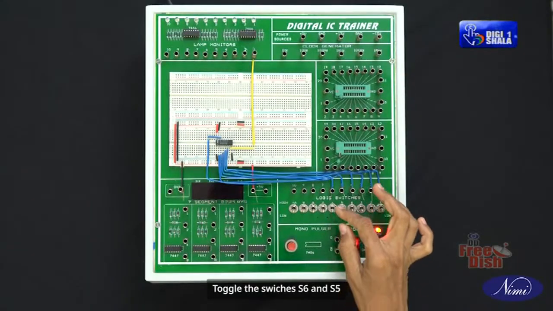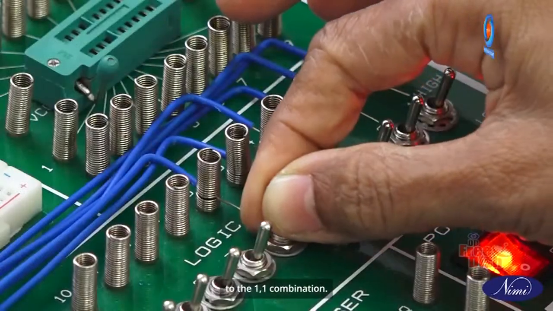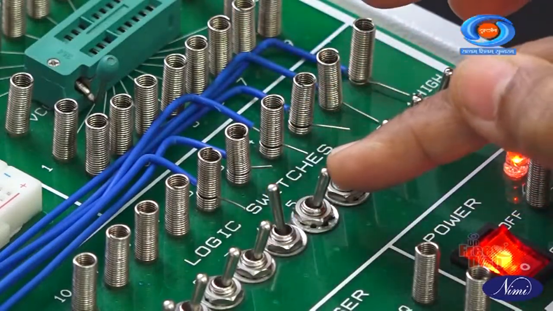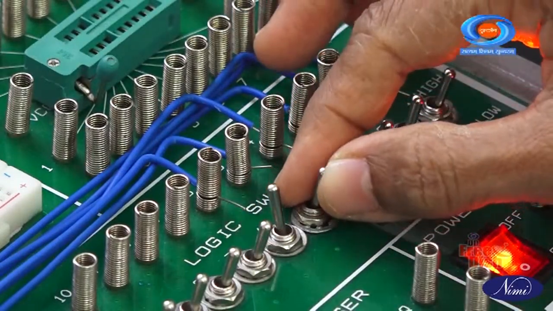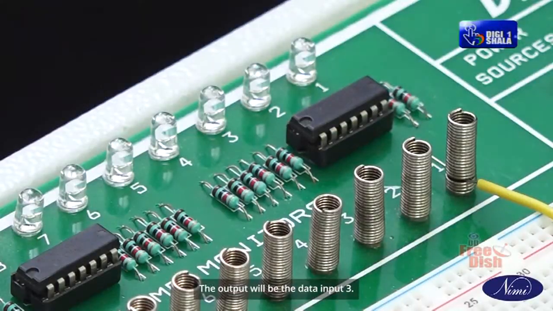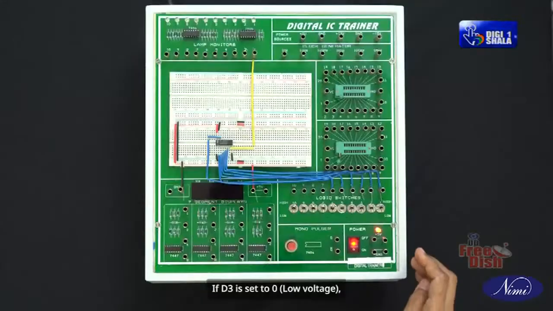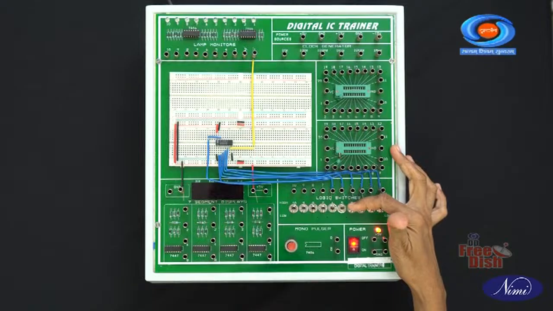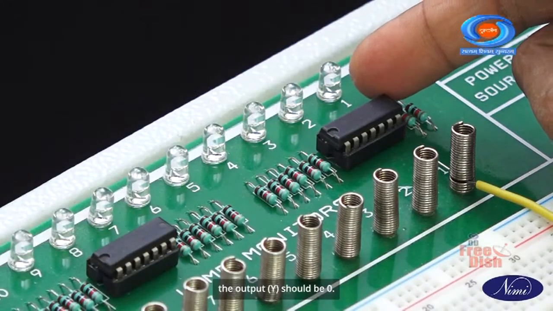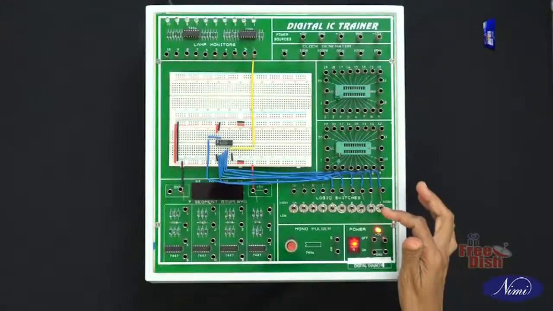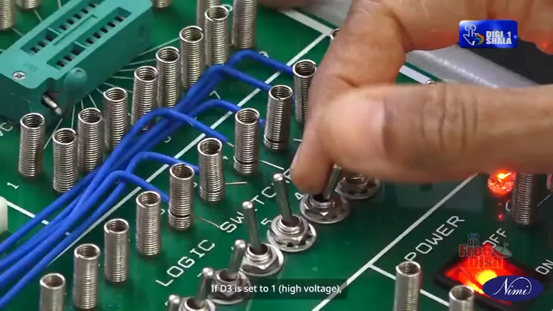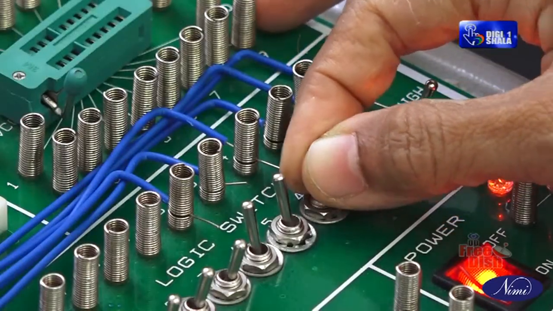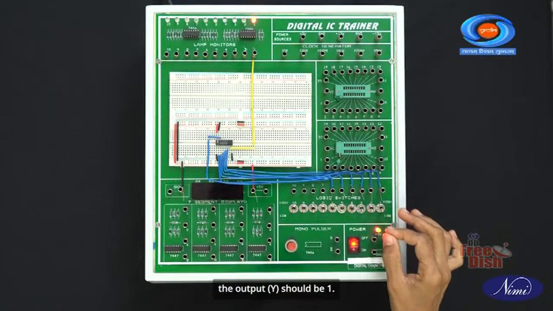Toggle the switches S6 and S5 to the 1-1 combination. The output will be data input 3. If D3 is set to 0, the output Y should also be 0. If D3 is set to 1, the output Y should be 1.